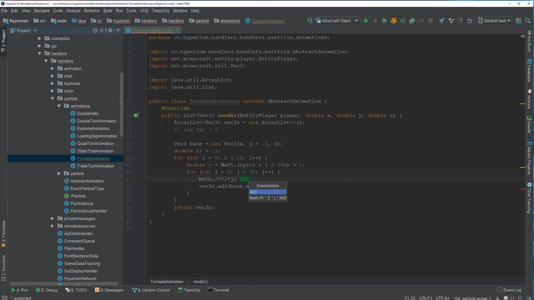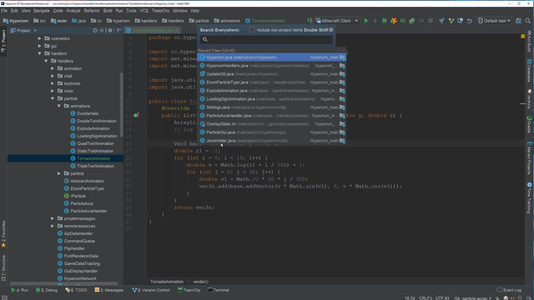So that's what we want to be here, because we have 2 pi, right? 2 pi is the total thing, and then the fraction around that is j divided by 30, and there are 30 items. We want both of those to be doubles to make sure that we don't have any integer issues. Base.add vector, and then the x is going to be v, which is the magnitude, times Math.sin of v1. And we're not going to add anything there. v times Math.cos of v1. So that should give us some nice circles.